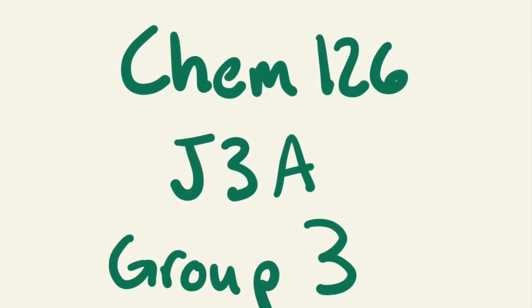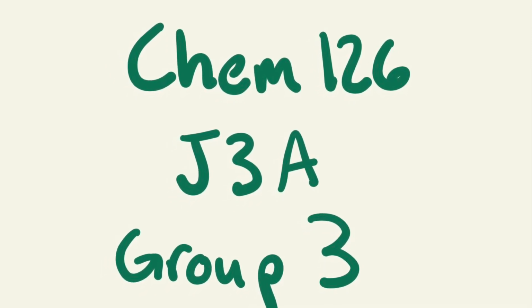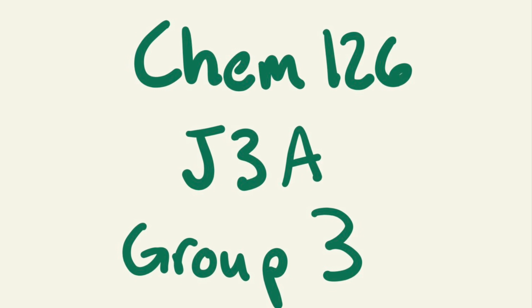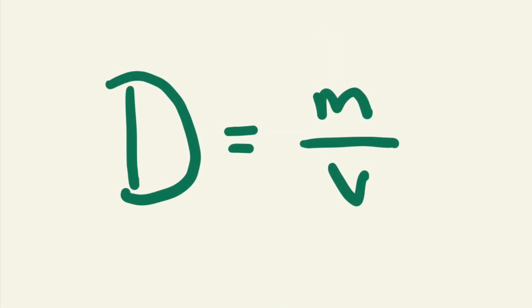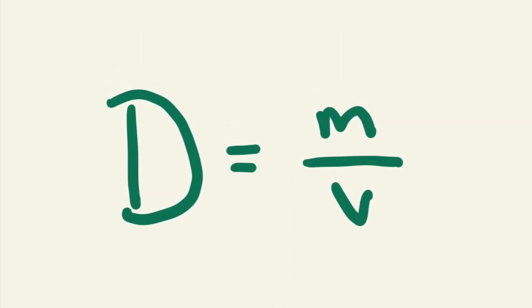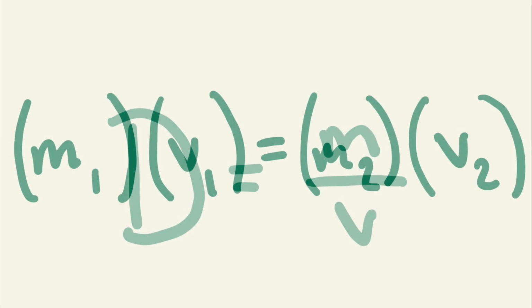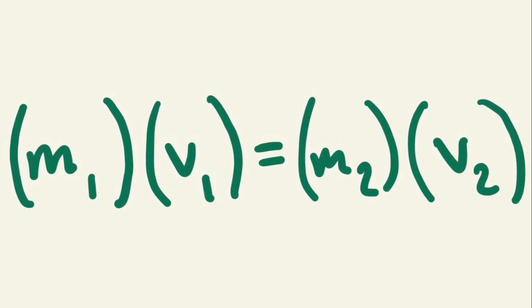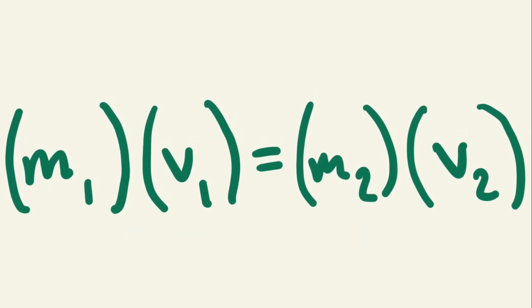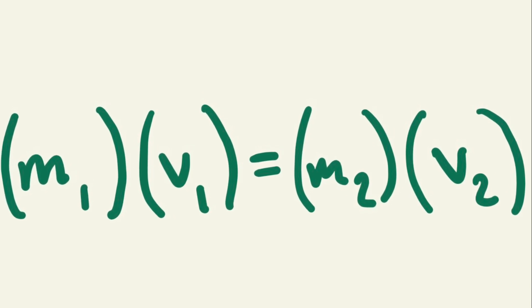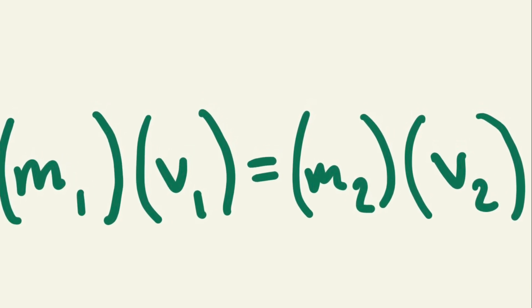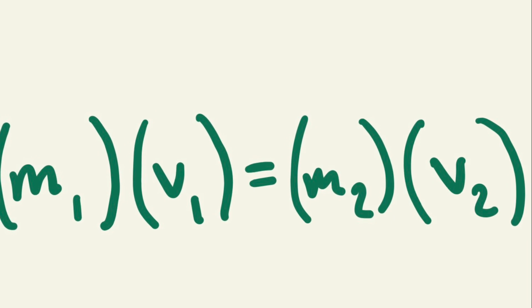Today we are doing a dilution lab where we calculate the density of various concentrations of a sugar stock solution using two equations. Density equals mass divided by volume, and M1 times V1 is equal to M2 times V2. This equation represents the inverse relationship between adding solvent to a solution and its concentration.